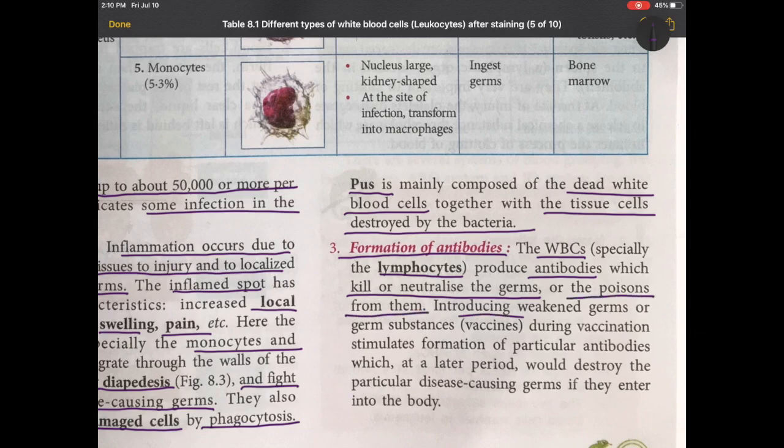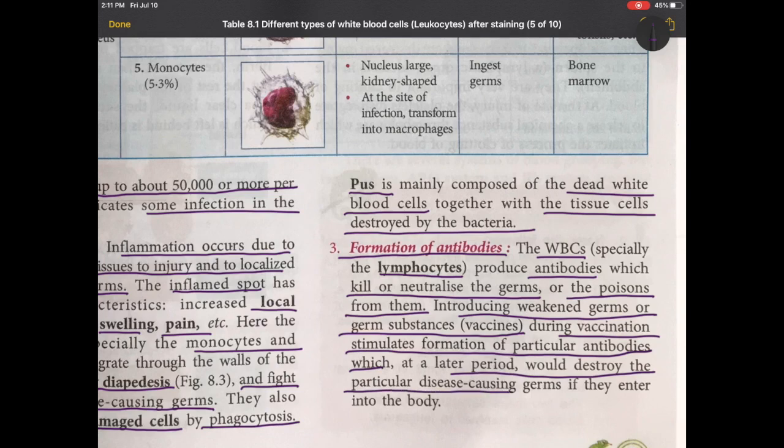And introducing weakened germs or germ substances, these are vaccines. Vaccination stimulates formation of particular antibodies which at a later period will destroy the particular disease causing germs if they enter into the body. That is, when you go to get yourself vaccinated, I think when you were little, when you were small, you got vaccination for various diseases.